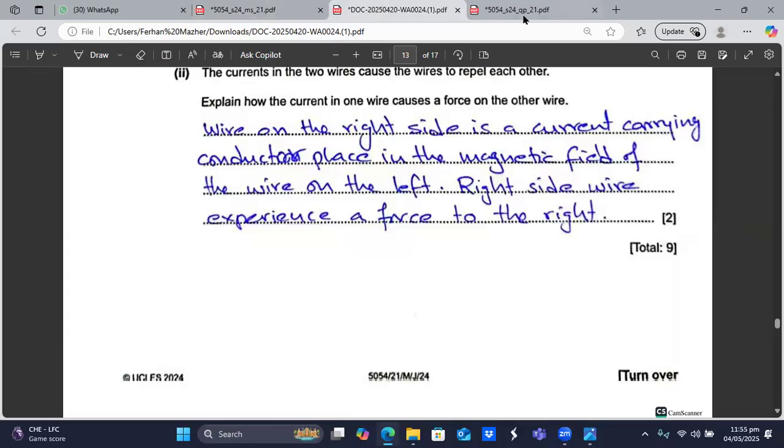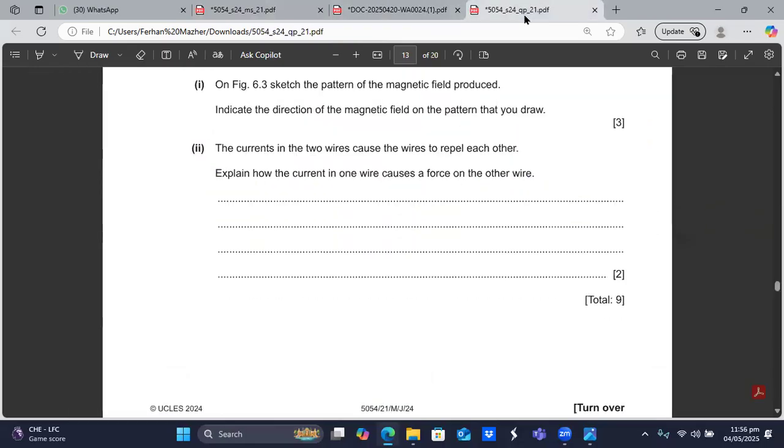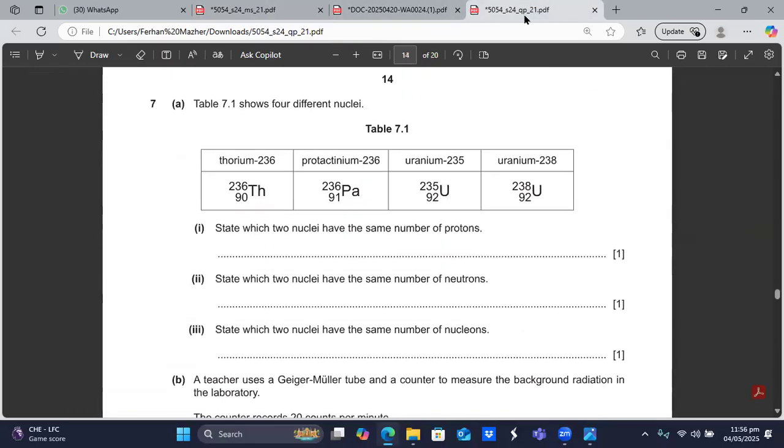I gave you both the explanations. Okay, so we are going to the next question. The next question is question number 7, table A part.